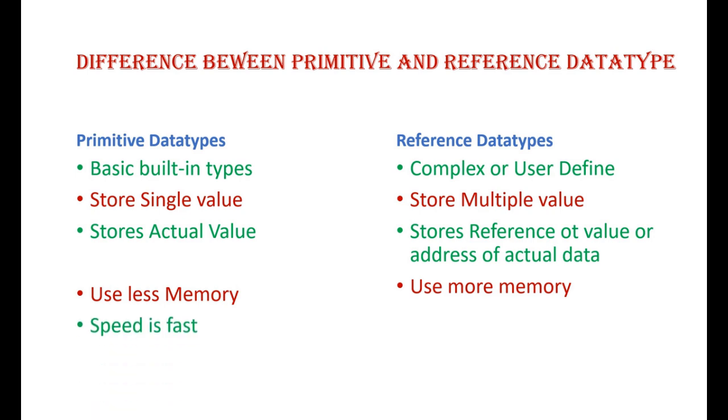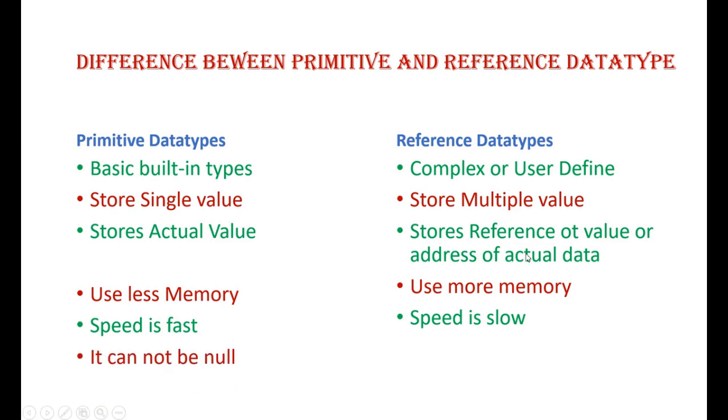The speed is fast for primitive types, because if I am going to access a variable directly, it requires a small time to access the data. But when I have to go to the particular address and then access the particular data, it will take some time. Time will be more. So speed will be very slow in a reference data type.